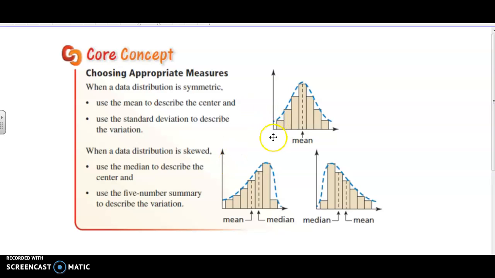With these types of problems, we're not going to have to find the mean or find the standard deviation. We're just going to say that those would be the best measures of center and variation if it's symmetric. And if it's skewed, the median and the 5-number summary would be the best.